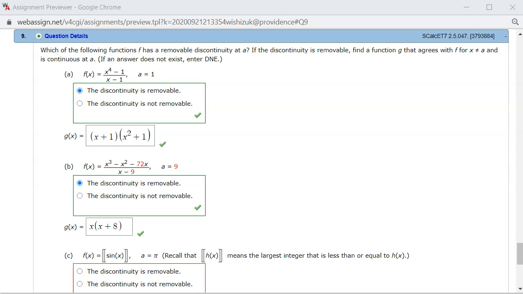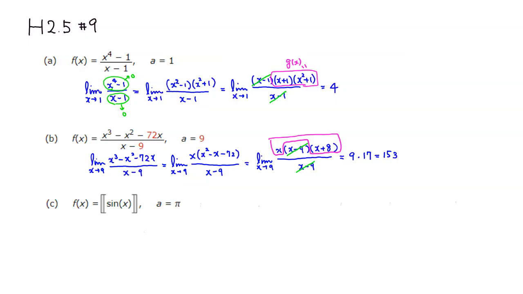All right, so let's do part C. For part C, the function is the greatest integer function of sine of x at x equals pi. All right, so let's take the limit. In this case, I'm going to have to do a one-sided limit because of this greatest integer function. So here, let's take the limit of sine of x as x approaches pi from the left.